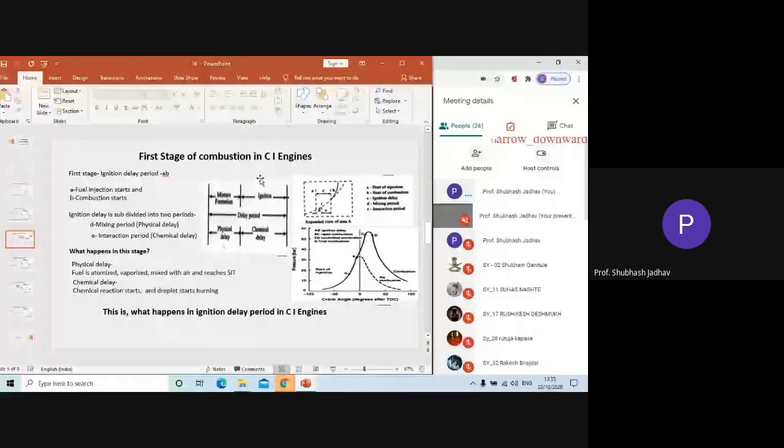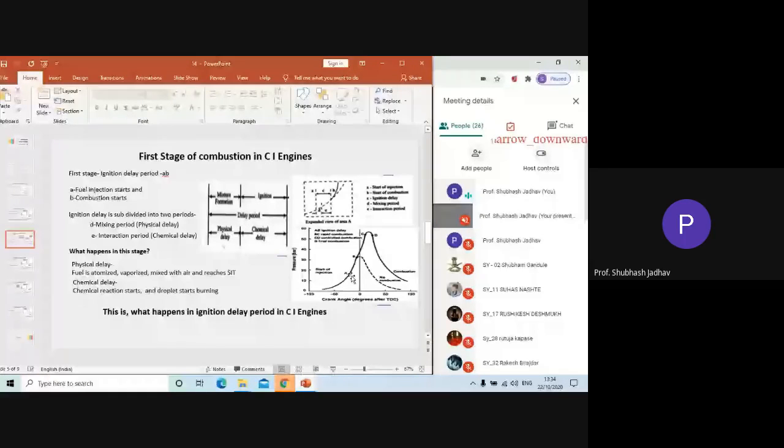Therefore, whatever is related to the burning of the fuel and the preparation stage before that, all these things have to happen inside the combustion chamber, and this happens in the ignition delay period. So this stage is between A and B. What is A? A is the point where the injection starts. So fuel injection is going to start at point A.